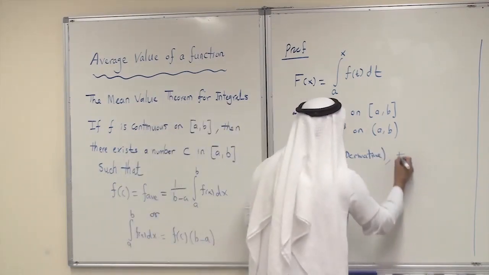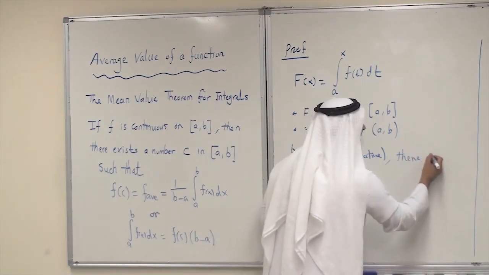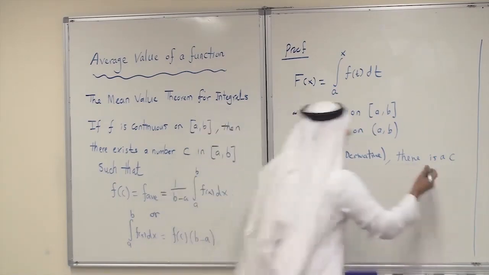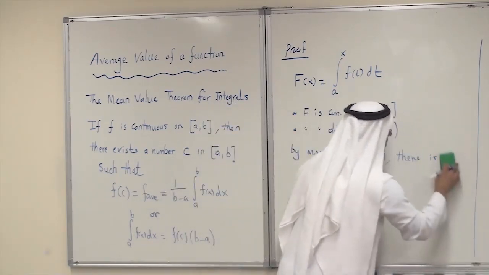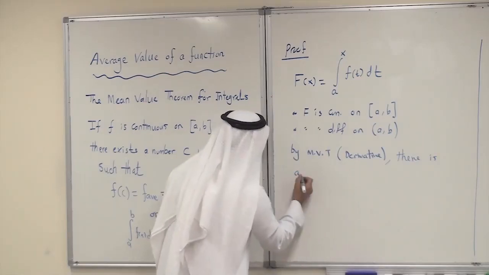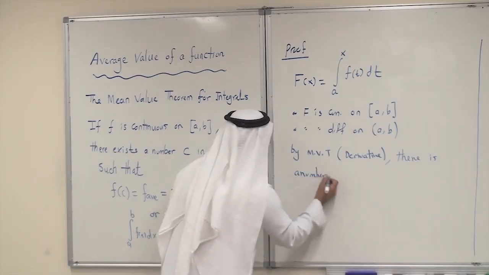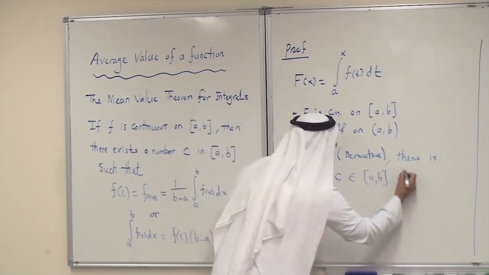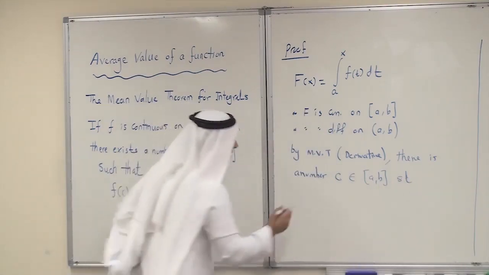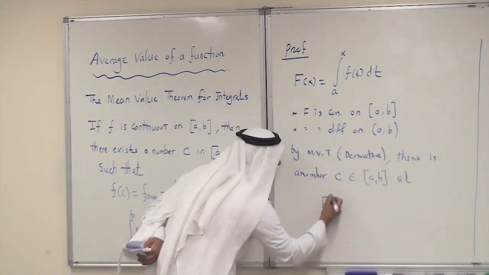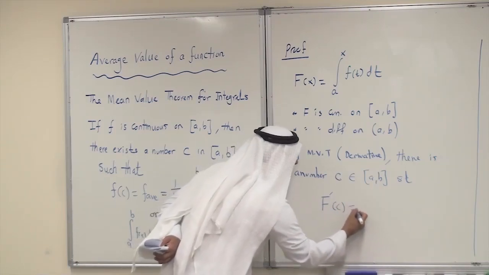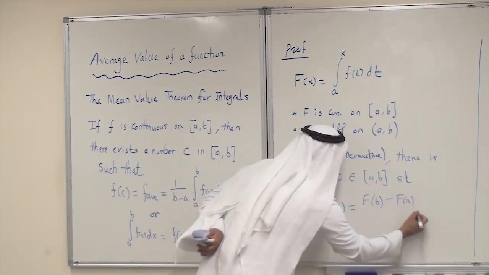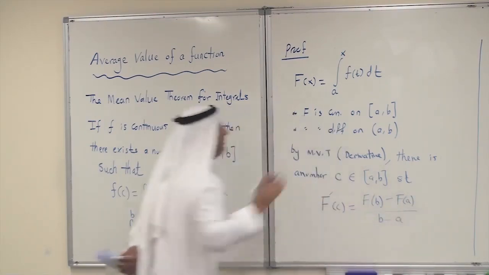there is at least one number c inside this interval a, b such that F prime of c is equal to F of b minus F of a divided by b minus a. This is exactly the mean value theorem of derivatives.